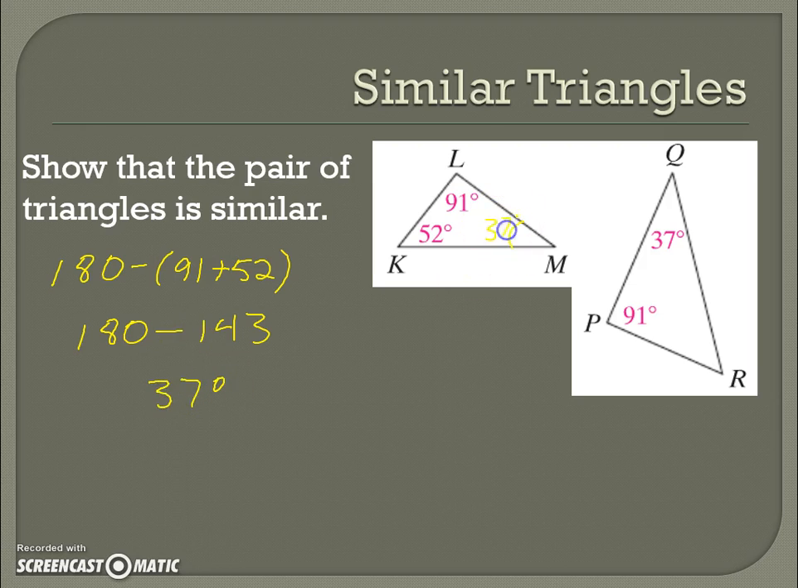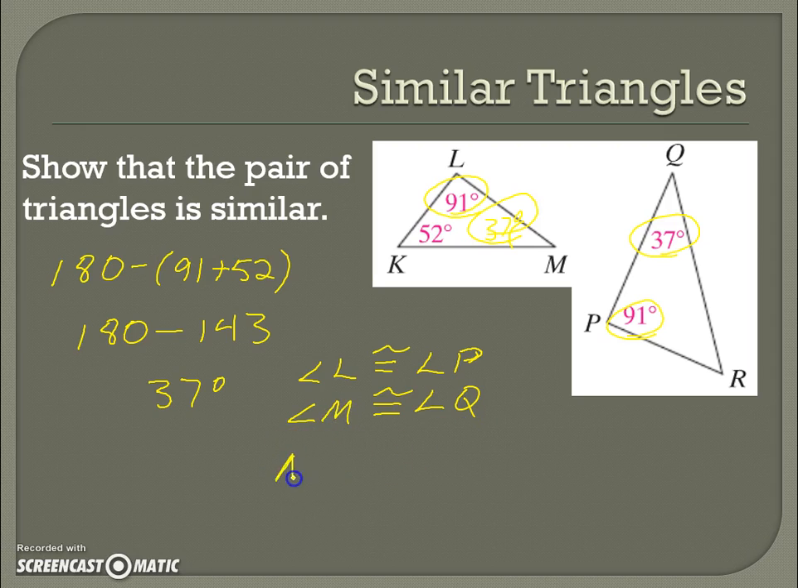So I have 37 degrees here, which now comparing the angles here, I have one angle that's congruent, and then I have another angle that's congruent. All right, so because angle L is congruent to angle P, and this is how you show it. So what I'm writing right now is very, very important. And that angle M is congruent to angle Q.